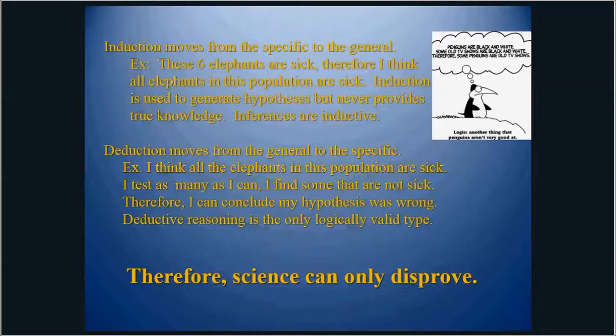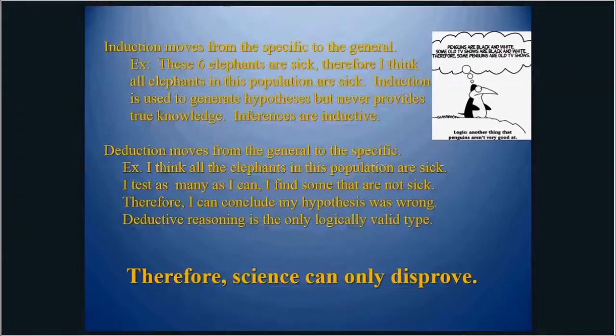Induction moves from specific to general. For example, these 6 elephants are sick. Therefore, I think all elephants in this population are sick. So you used inductive reasoning, moving from a small portion of the population and then making an assumption about the larger portion of the population. Inductive reasoning is used to generate a hypothesis, but it does not provide true knowledge.